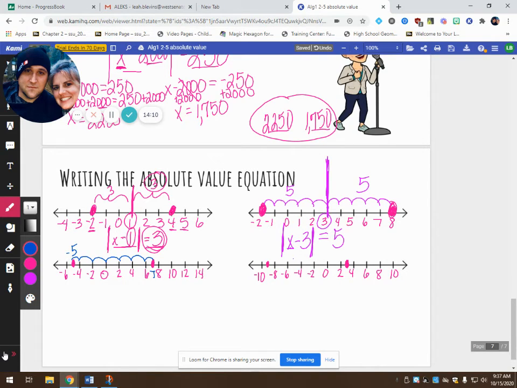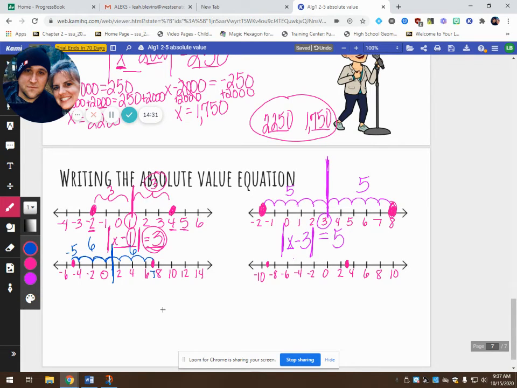We know half of 12 is 6, so I want to come up 6 units. So 1, 2, 3, 4, 5, 6. This just came up 6 units. 1, 2, 3, 4, 5, 6. This is 6 units different.